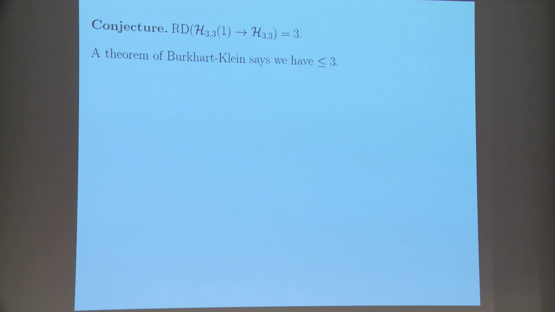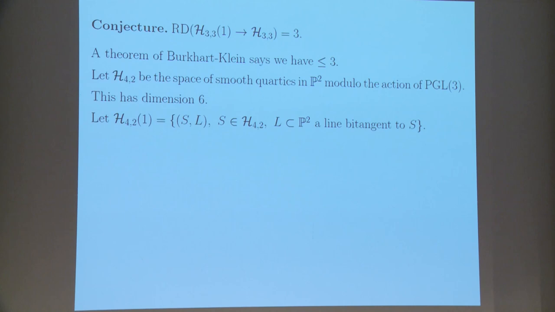And then there's another famous classical example where you have smooth quartics in P2, modulo the action of PGL3. This has dimension 6. For each such quartic, you can consider lines in P2 which are tangent to the quartic at two points, so-called bitangents. There are 28 such lines, so this is a 28-sheeted cover, and the group of the normal closure is the Weyl group of E7 living inside S28, and it's conjectured that the resolvent degree here is 6.